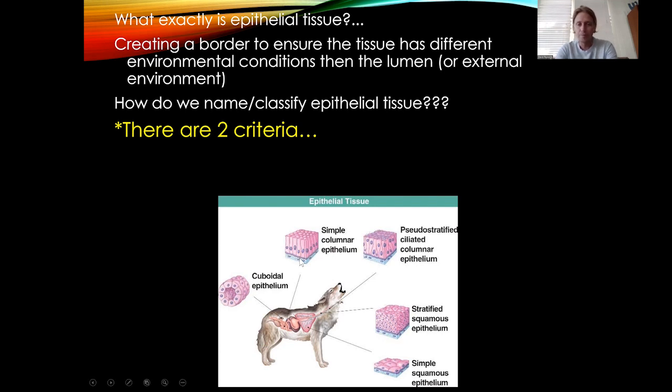And these two will be separated by something called a basement membrane. So the basement membrane is a chemical structure that's produced both by the epithelial tissue and the connective tissue to create that separation. So if you see the basement membrane and connective tissue beyond that epithelial tissue, you know you're looking at the side of the cell.